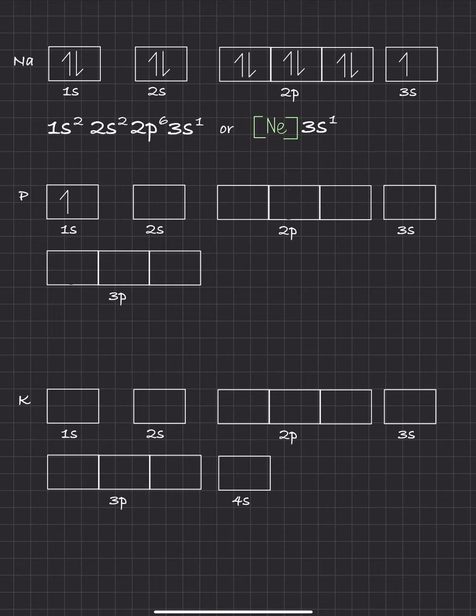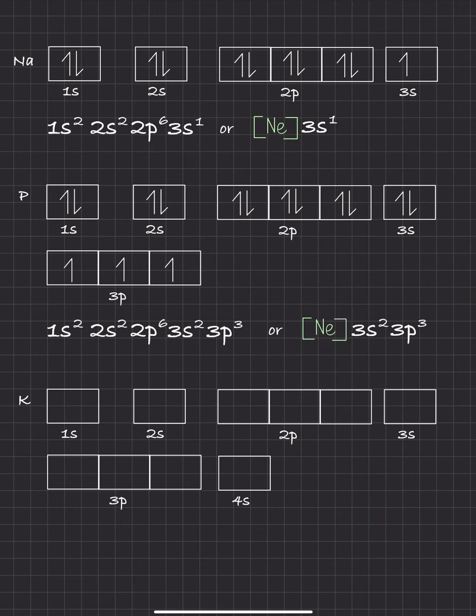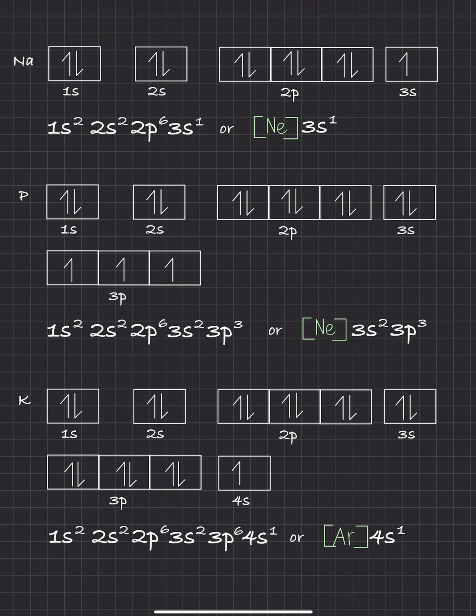Now, for phosphorus, you can see 1s2, 2s2, 2p6, 3s2, 3p3. So again, I can do the long version, the original version, or I can just do in brackets the noble gas and the rest of the configuration. And lastly, I have potassium here to show you again, 1s2, 2s2, 2p6, 3s2, 3p6, that would be argon. But just to make it easier with the noble gas configuration, you can do argon 4s1.